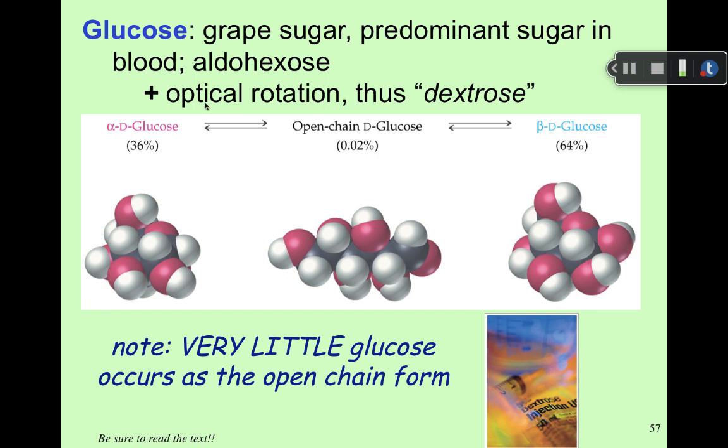It has a name that's called dextrose that you'll sometimes see in food labeling, but it got that name because of its positive or clockwise optical rotation. No big deal, but that's where the name comes from.